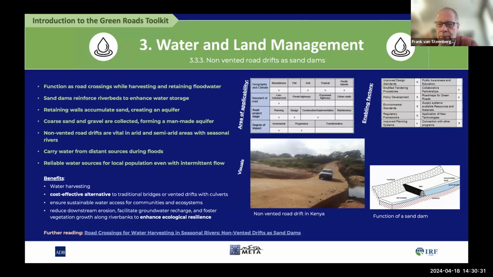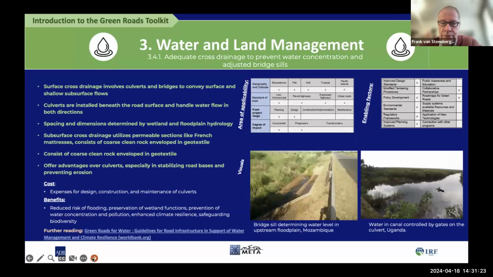So this is another example, and it's very common now in Kenya that roads in rural areas have non-vented drifts, which act then as a sand dam. Because what happens, and I think people who've been driving in such areas will notice, is that often the vegetation upstream of the road is very rich, downstream is not so rich. This is because the road, you can see it in this picture, basically retains packages of sediment, and that sediment has the ability to store water. So you basically create a small water source upstream of the road with the non-vented drift. And in many areas, this is vital for local water supply and agriculture. Again, it's an example of a measure that doesn't cost any money, but it requires attention to detail.